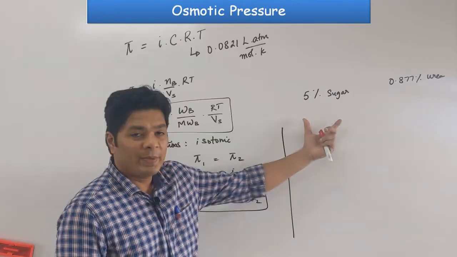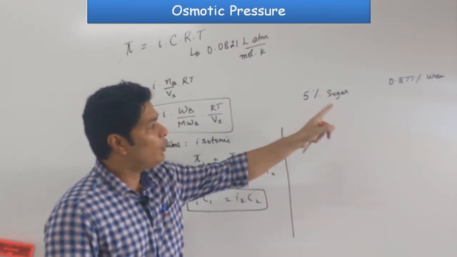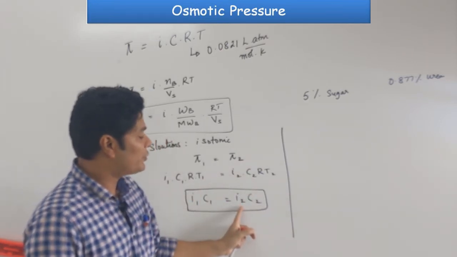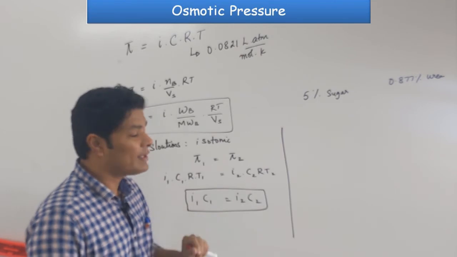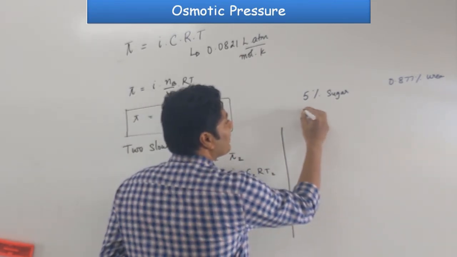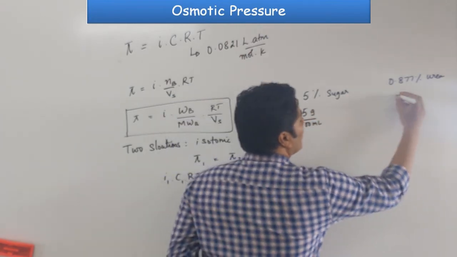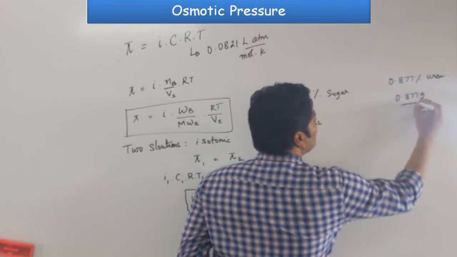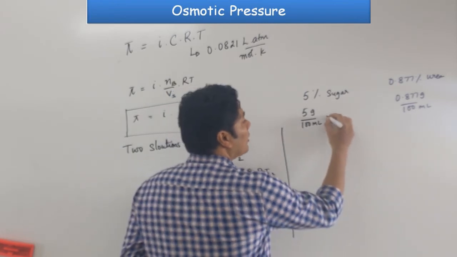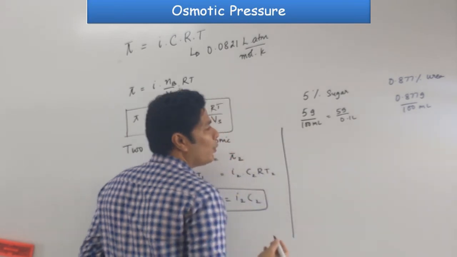Okay, I have tabulated what has been given. Now, you want to make sure that you convert both of them into the corresponding concentration. The i value for sugar is 1, the i value for urea is 1. So, basically I am dealing with C1 equals C2. Now, I have been given in terms of percentage. What it means is 5 grams in 100 ml, 0.877 grams in 100 ml, or 5 grams in 0.1 liter, 0.877 grams in 0.1 liter.